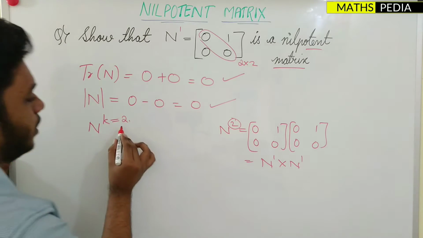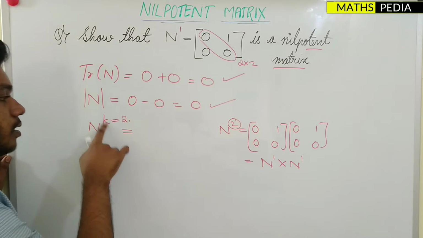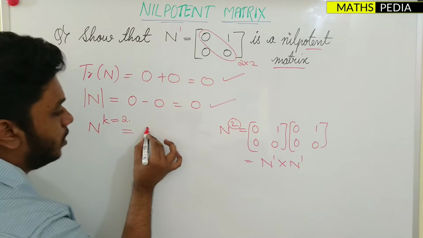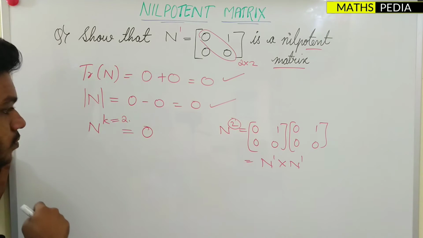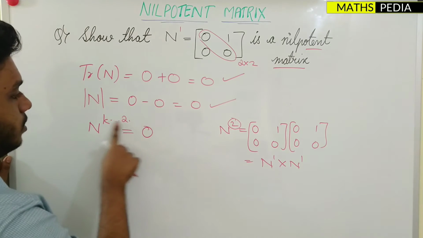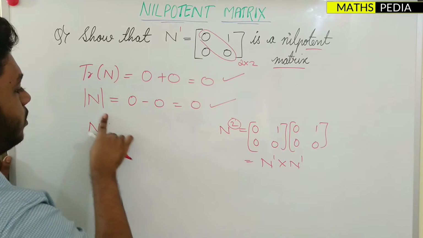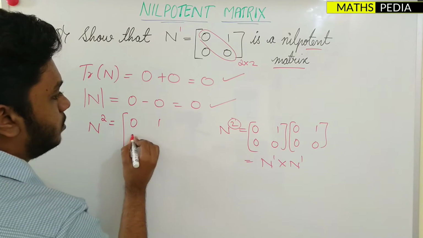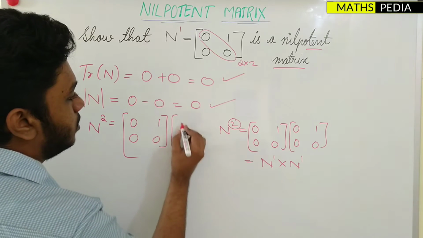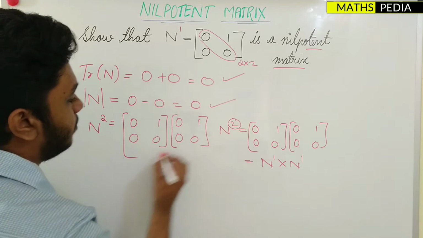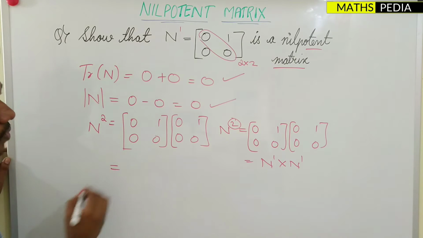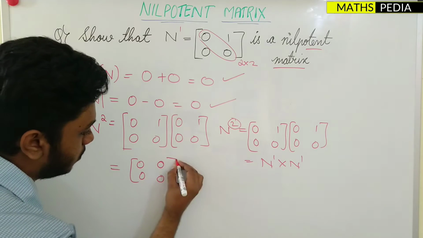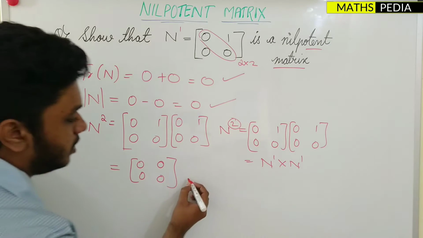Now we need to find at what k value, that is, N power what value will give me the answer as 0. Let us see that. So we will go for N power 2. As we know, I have written here 0 1 0 0 into 0 1 0 0. When I multiply this, what will I get? 0 into 0, so I will get 0 0 0 0. Multiplication of these two matrices will give me the answer 0 0.